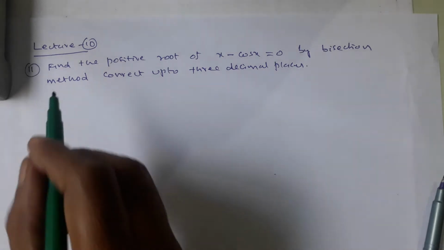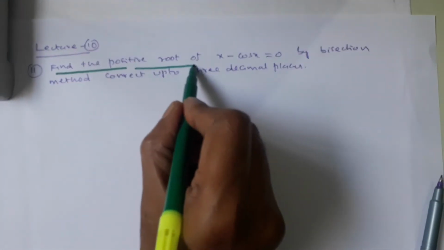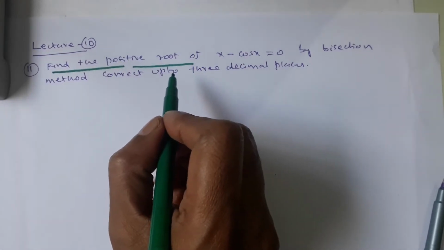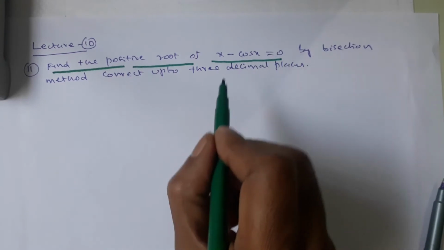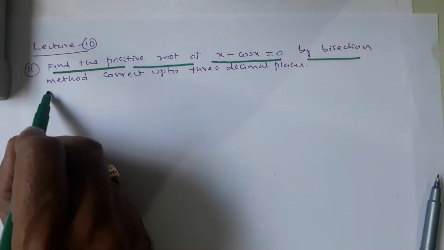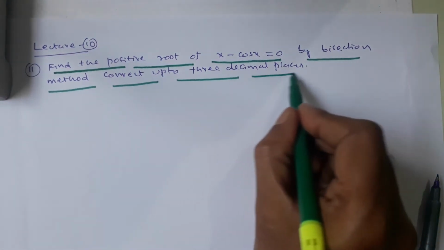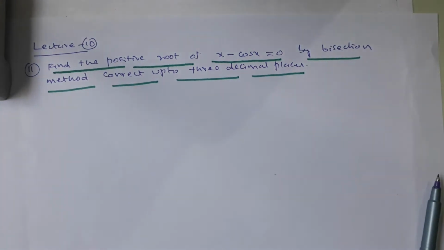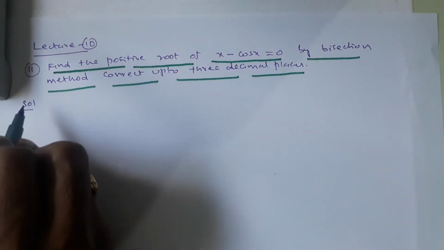So, in this problem, find the positive root of x minus cos x is equal to 0, the transcendental equation, by bisection method, correct up to 3 decimal places. As we are discussing the algebraic equations and the transcendental equations, whose solutions.